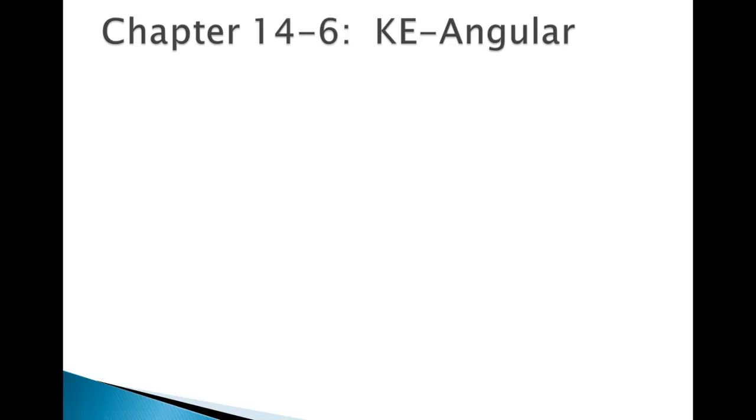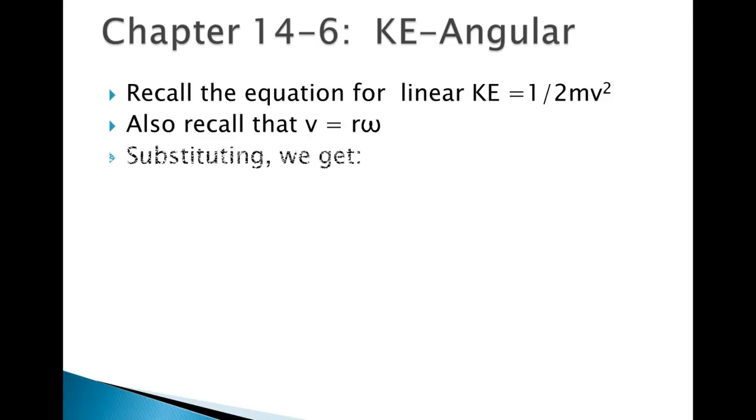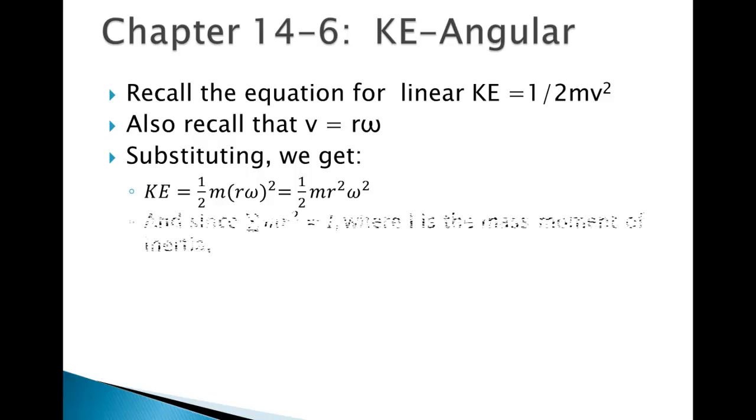Now going on to chapter 14.6, we're going to be talking a little bit about the angular aspect of kinetic energy. Now let's recall the equation for linear kinetic energy. We just found that to be 1/2 mv squared. Also recall from previous chapter 11, we have velocity equals r times omega. So if we substitute this r omega in for the v in the kinetic energy equation, we get 1/2 m (r omega) quantity squared, which gives us 1/2 m r squared omega squared.